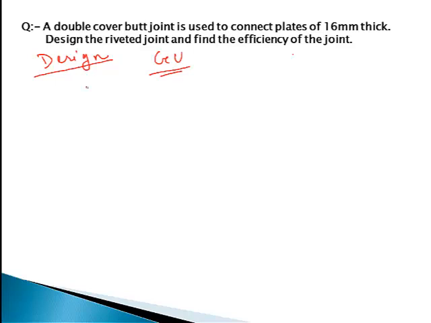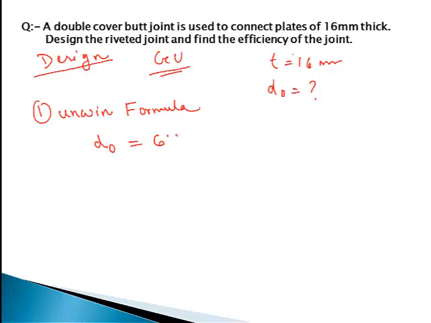So the thickness is given as 16 mm, the nominal diameter is not given. There is one formula, please note it down, I have not mentioned it in the theory part. It's called the Unwin formula to find the nominal diameter of rivet. It's an empirical formula, given as 6.04 root T, okay. So please mention this: 6.04 into root 16, which is around 24.16 mm nominal diameter of rivet.